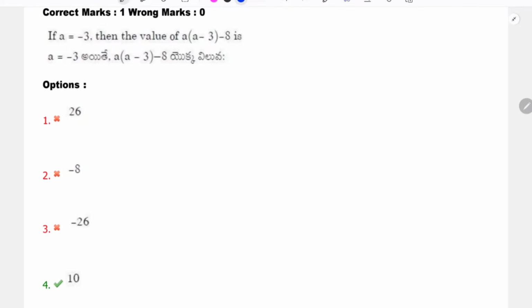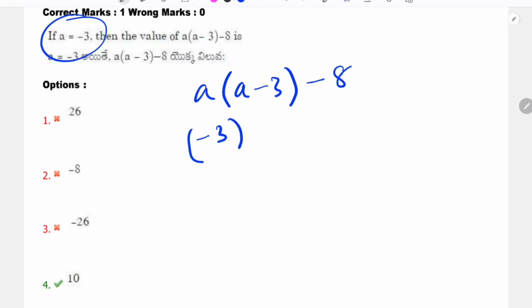Now I go to the next question. This is also somewhat basic. All basic questions only this year. So what is given to us here? If a value is minus 3, then you have to find the value of this one. First we write this: a into (a minus 3), bracket means multiplication, minus 8. So what is the a value? Minus 3. In the place of a, write minus 3.